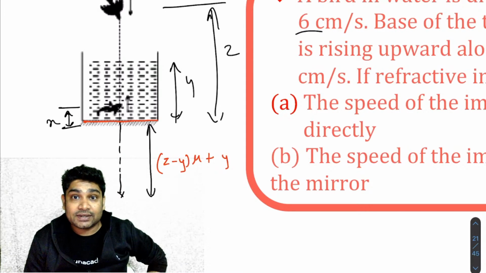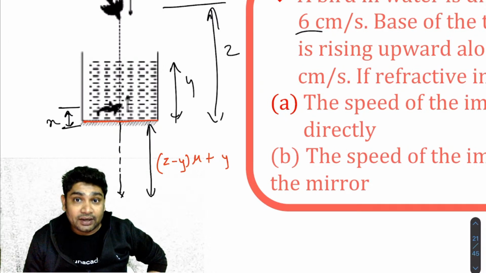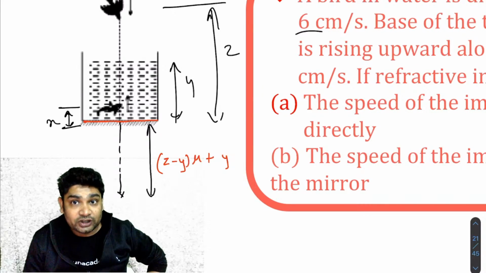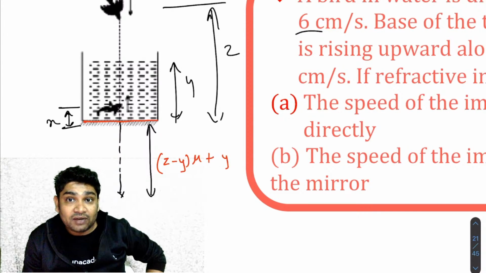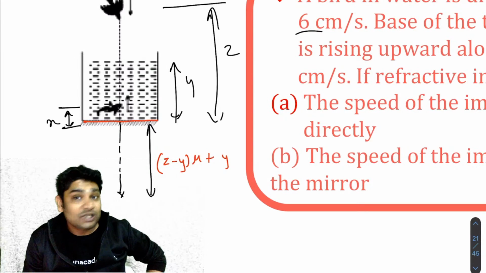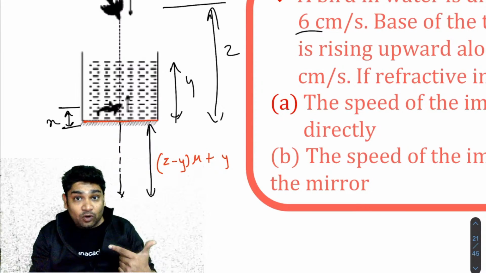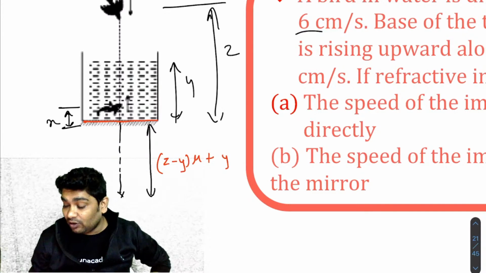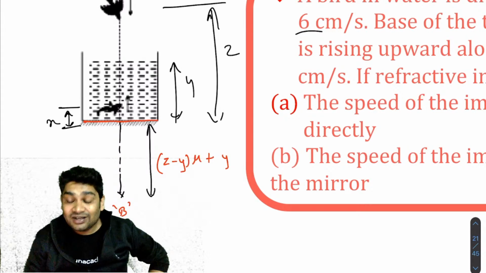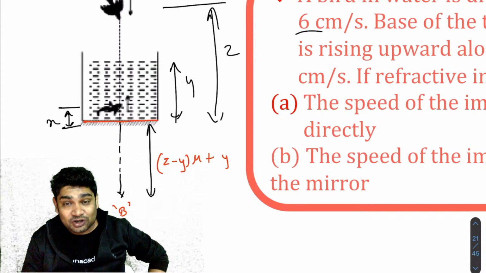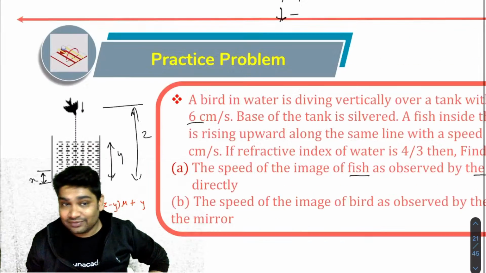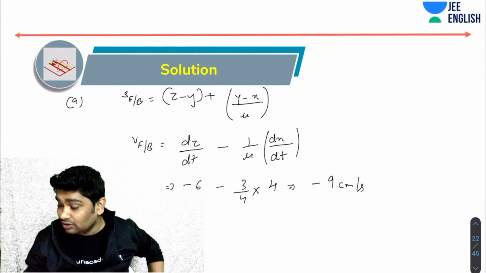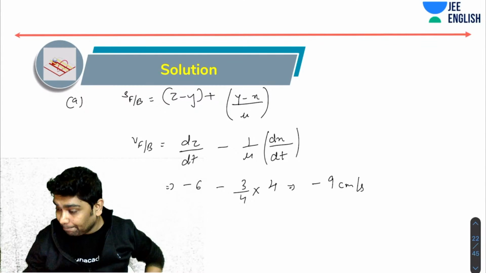Okay, please pay attention to this. With the mirror kept in water, with respect to water, what is the distance of the bird from the mirror? The distance of the bird from the mirror would be z minus y times mu plus y. Now, this is the distance at which the image of the bird would be formed. So the bird's image is formed here. Now, what is the distance of the image of the bird, let's call this IB, with respect to the fish? That is what I need to do for part B.